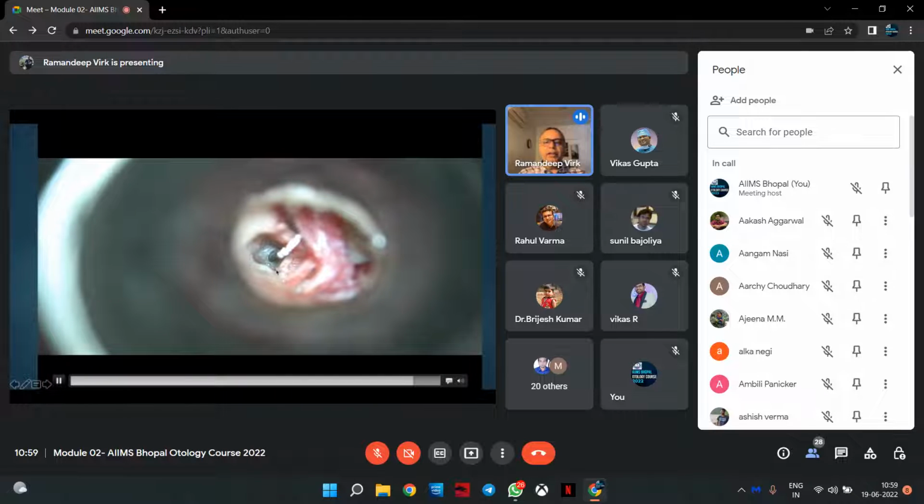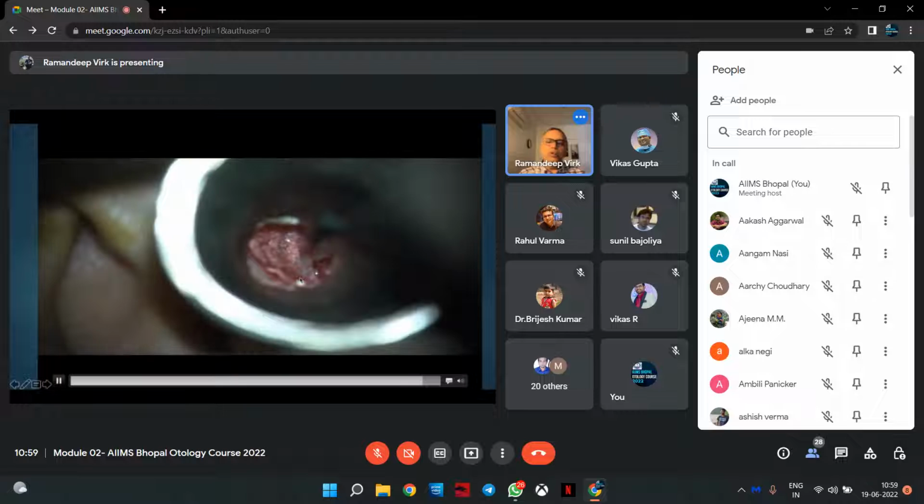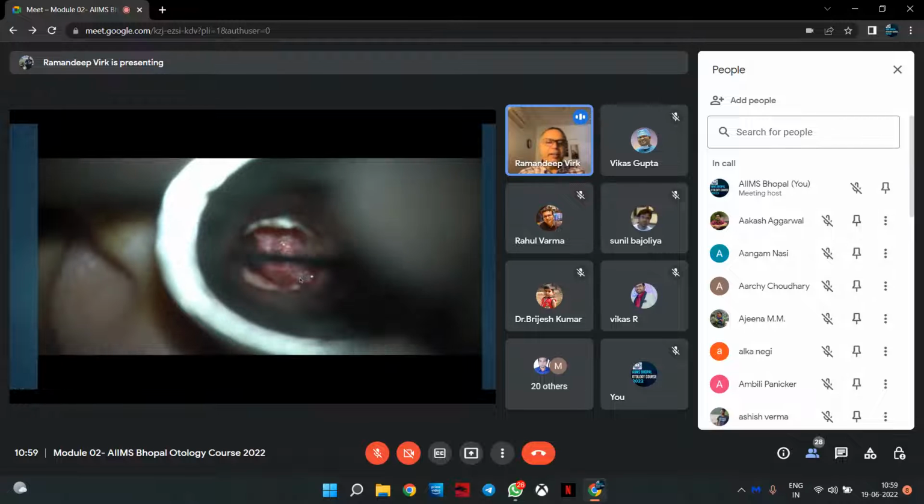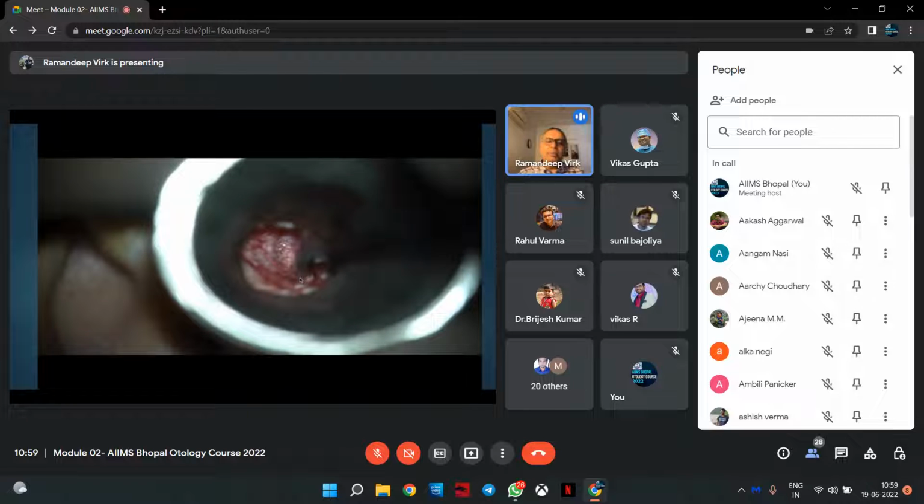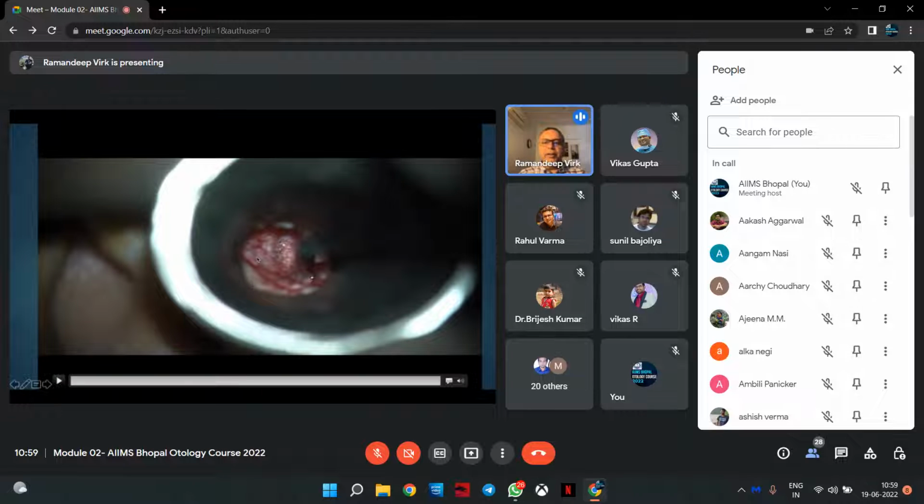There is no leak of any perilymph, no fat or anything is inserted in the foot plate, and we deposit the tympanomeatal flap. I don't pack the ear. I just take a piece of gel foam and keep it here. That's just a single piece of gel foam.